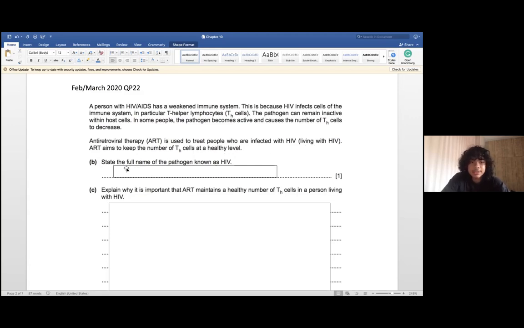So the question asks to state the full name of the pathogen known as HIV. So this one is very straightforward. I'll just answer. Immunodeficiency virus.